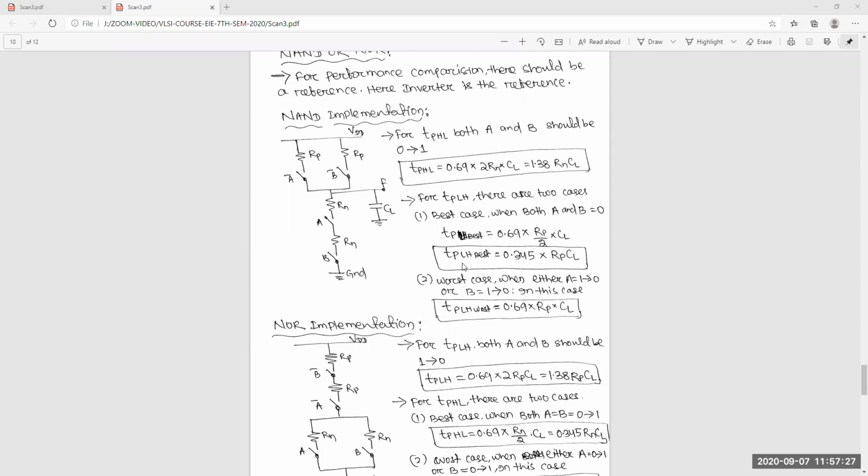Once you understand this, then when you extend this to more circuits, like a 3 input NAND gate, 4 input NAND gate, or 4 input NOR gate, or even complex circuits like AOI, at that time we will use the logical effort term and we will compare.